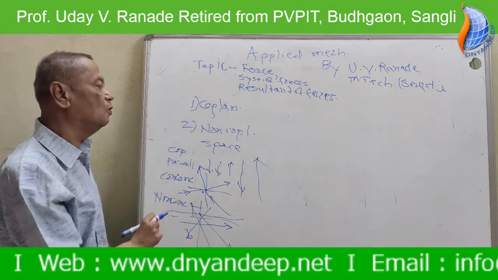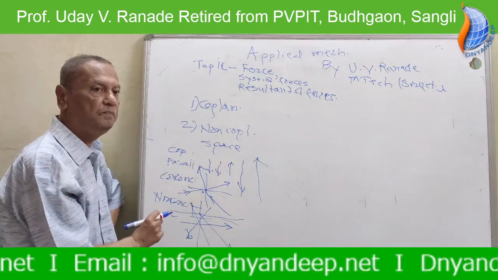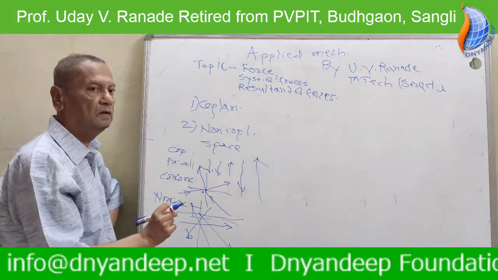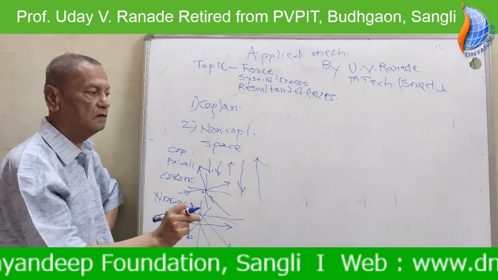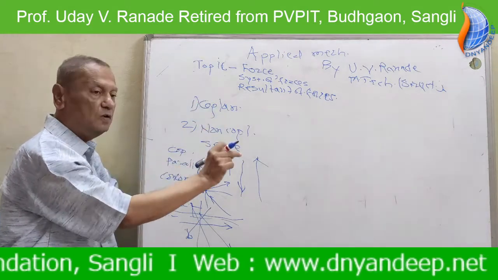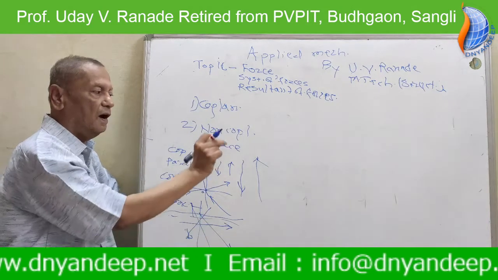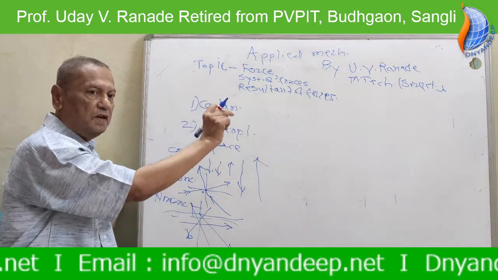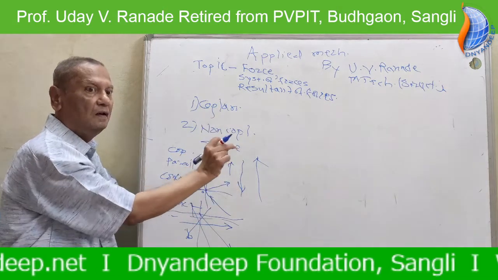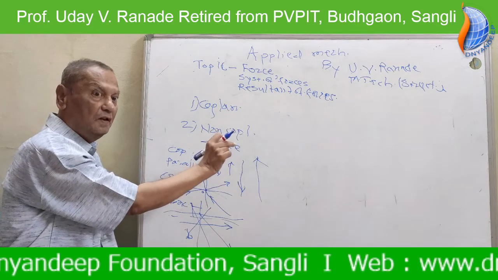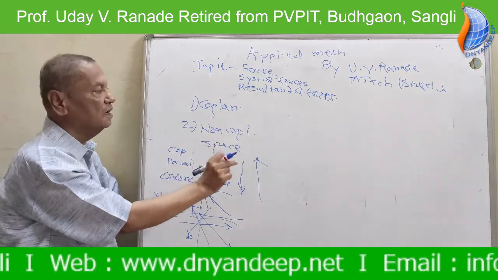Now in again non-coplanar, there can be parallel forces. Can you imagine? Suppose this is the point and this is the space. Now one force is like this. Now in space only, in same direction, force is acting, and that also may not be necessarily towards or downwards but parallel, but not in one plane. Are you getting? So there can be two forces, three forces and so on.